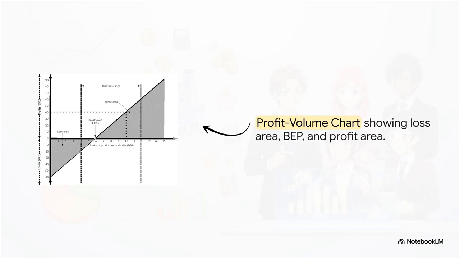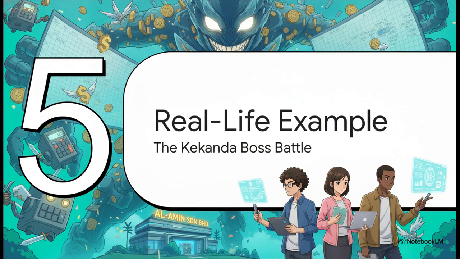Now, what's genuinely fascinating is how this profit volume chart perfectly visualizes what we've been talking about. Look closely at that bold diagonal line. Way over on the left side, it starts deep down in the gray loss area, totally below the zero line. But then, right exactly at the break-even point, right there at 6,000 units, it crosses the horizontal axis. Suddenly, bam, we're in the profit area. So your margin of safety is basically just how far to the right of that break-even point you are comfortably sitting right now.